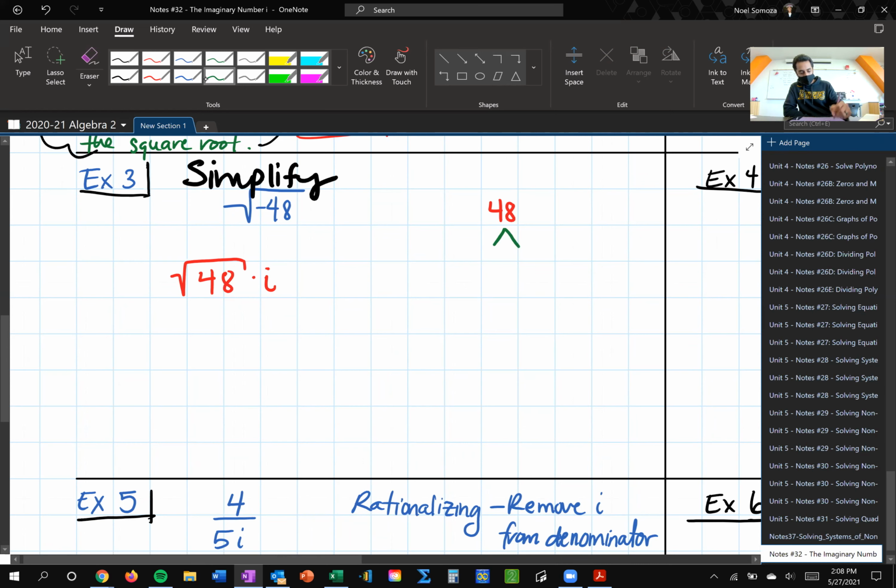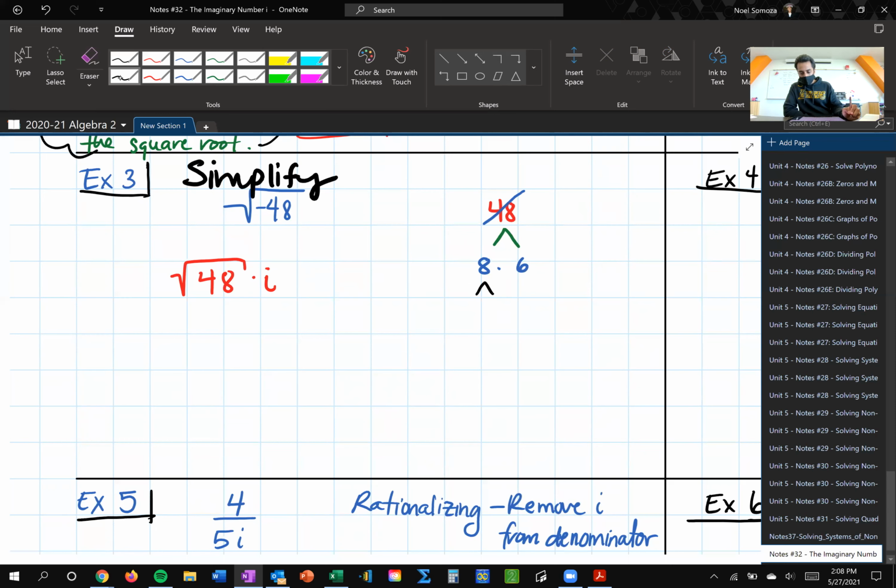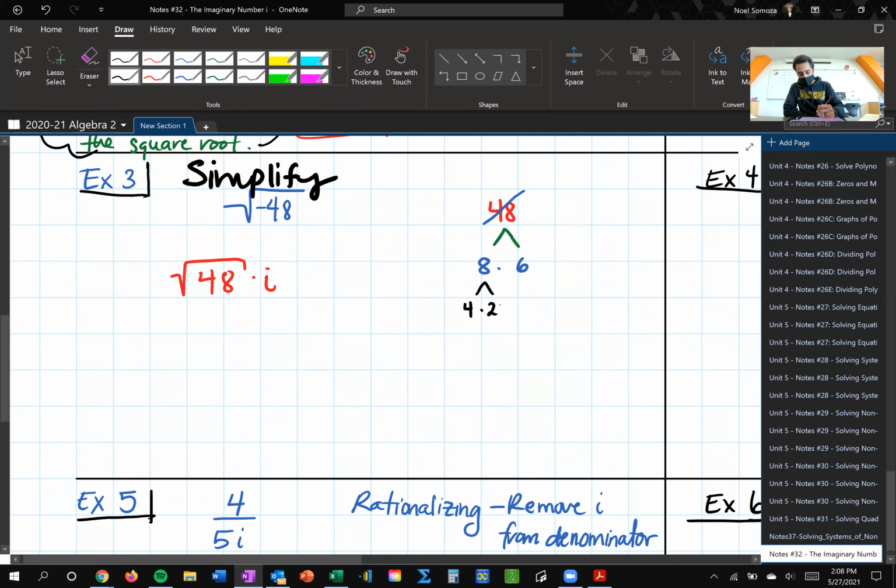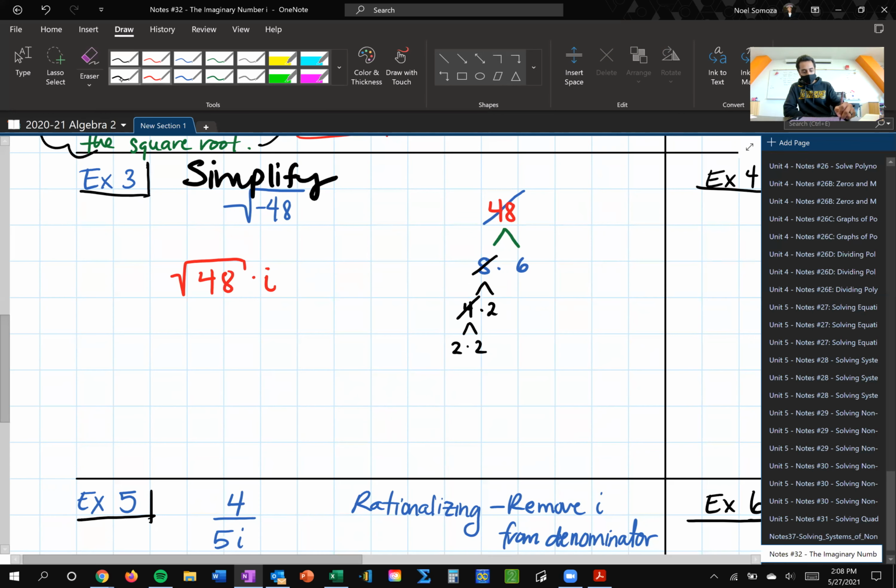Okay, you want to try 8 times 6? Let's do it. So we factored 48 into 8 times 6, put a slash through 48. All right, now what about 8? Yeah, it's 4 times 2, slash through 8. And then 4, since 2 is prime, 4 factors into 2 times 2. So 4 is slashed. We also then have to break down 6. And the only factors for 6 are 3 times 2.